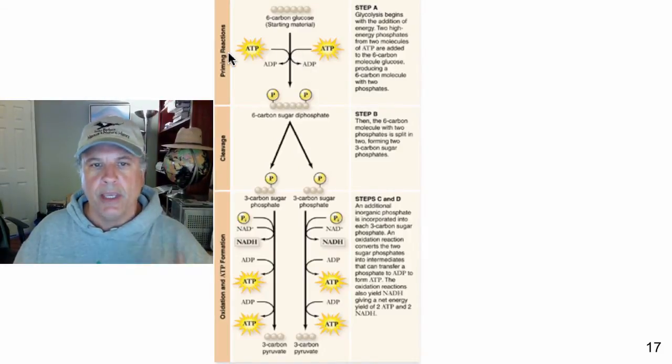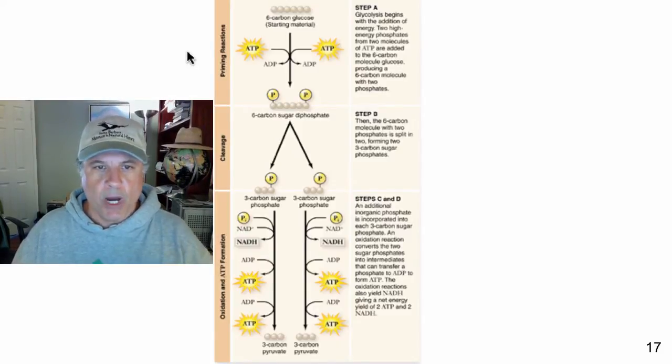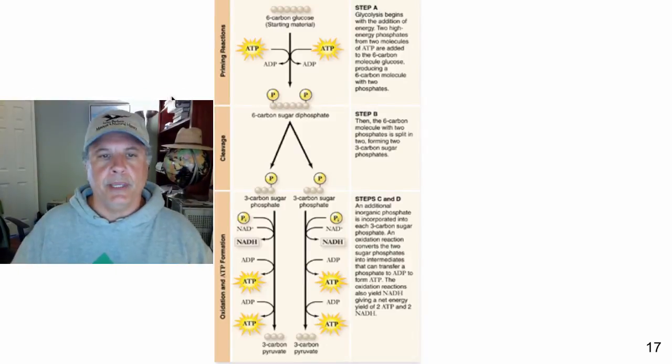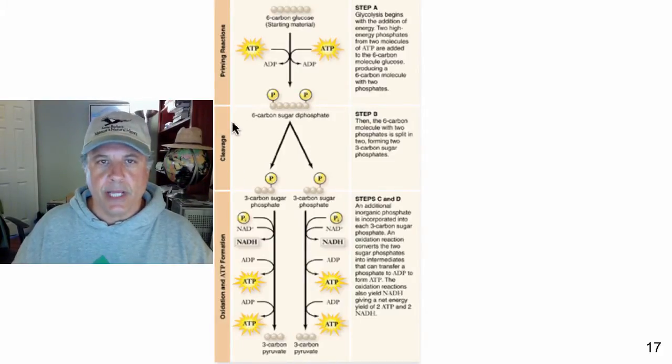We're priming the reactions. You're saying, wait, I thought glycolysis and the burning of foodstuffs yields ATP. Why is it that we're investing ATP? Well, we need to invest ATP at the beginning to prime the process. Then there is a cleavage stage of glycolysis in which the 6-carbon diphosphate molecule is split into 2 3-carbon phosphorylated molecules. Then each of those is run through the same pathway.